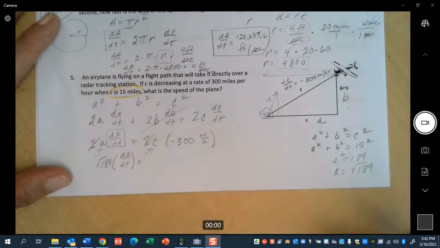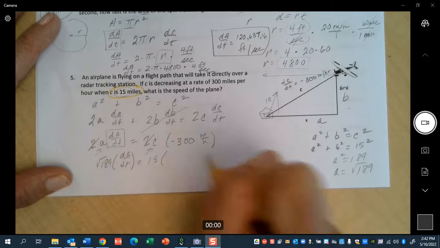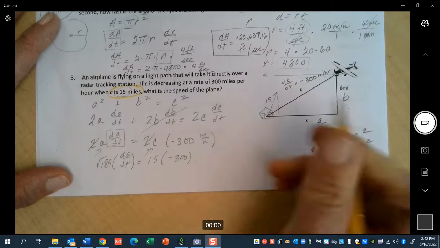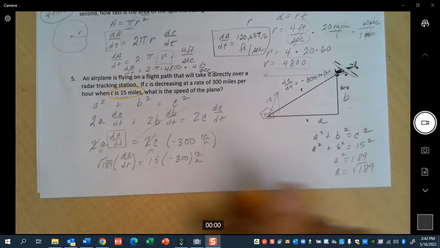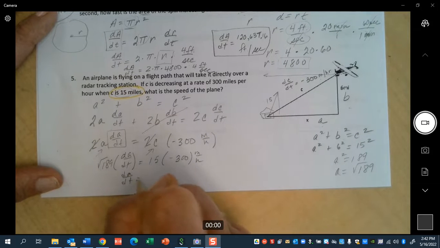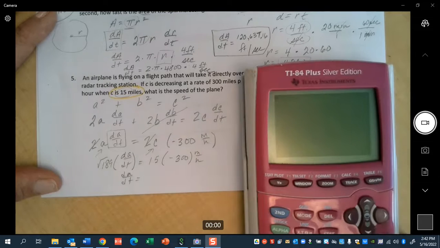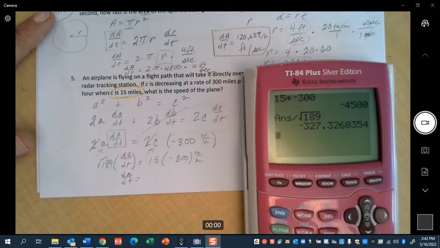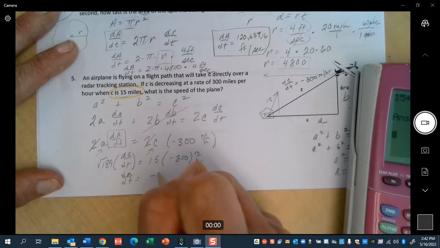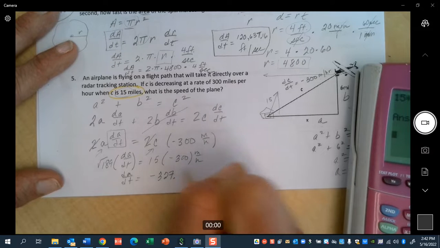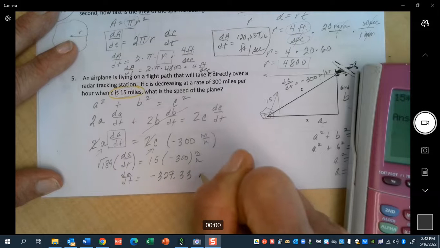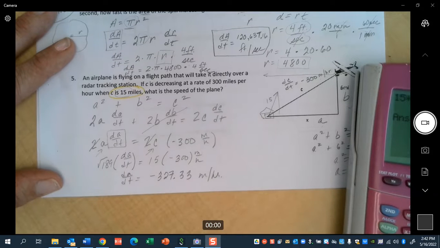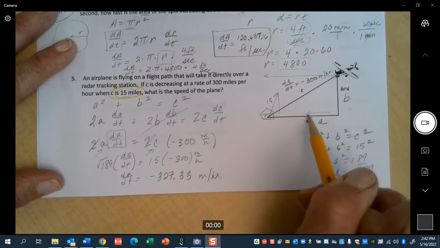my C value at 15 miles times negative 300 miles per hour. The change in A with respect to T is going to be 15 times negative 300 divided by the square root of 189. A is changing at a rate of negative 327.33 miles per hour. A is getting smaller. That's why it's negative.